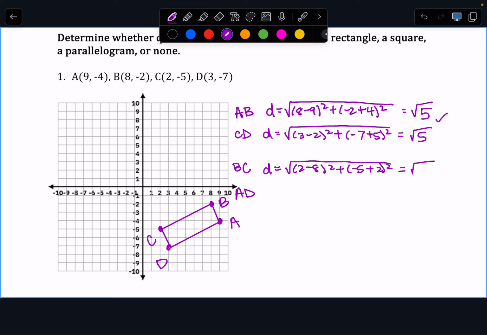BC, 2 minus 8. Okay. So wouldn't this be 36 plus 4? Right? 36 plus 4? 9. That's what I meant. 45.